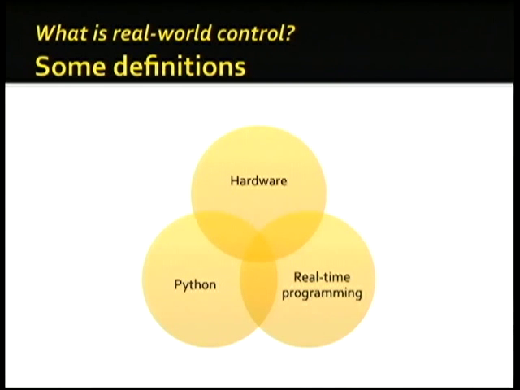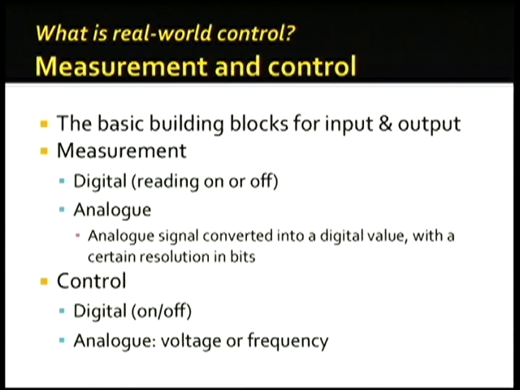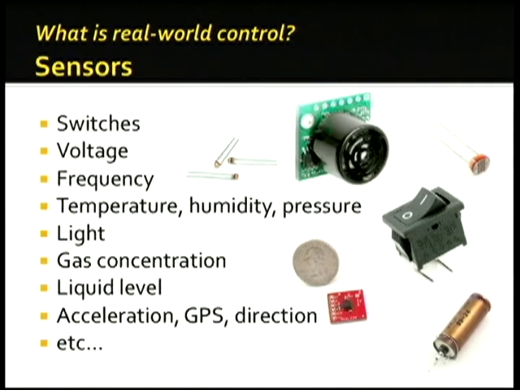So we're going to cover how Python overlaps with real programming, how Python overlaps with hardware, and talk about the sweet spot in between. The basics of measurement and control. Measurement can be digital, on, off, Boolean, or analog, where it's actually real-world values, voltages and that. Control is similar. Are you switching something on or off? Are you actually putting out a frequency or a voltage? That's the basics of it.